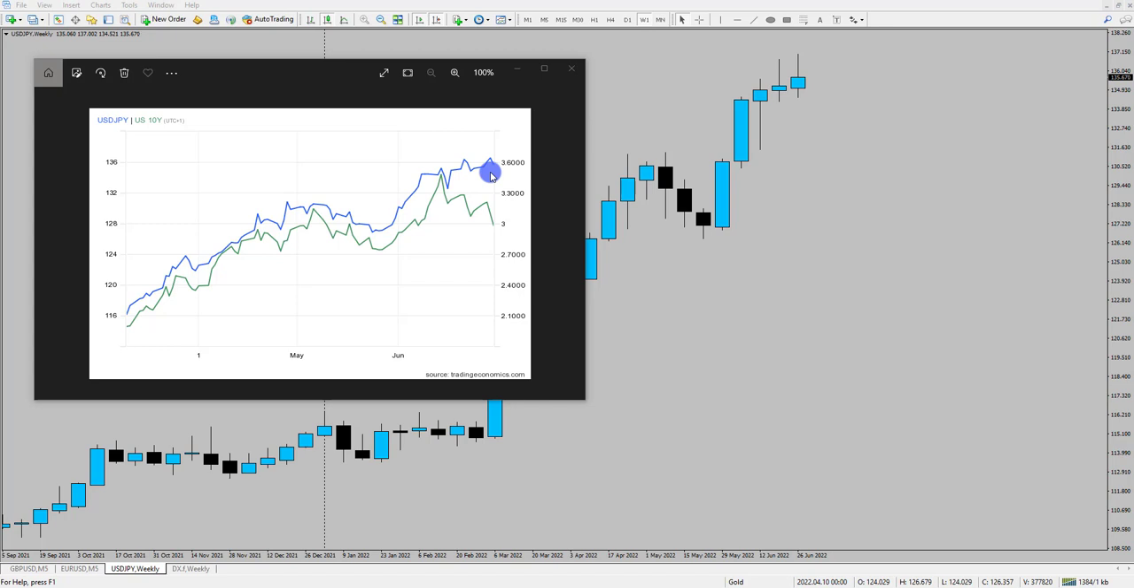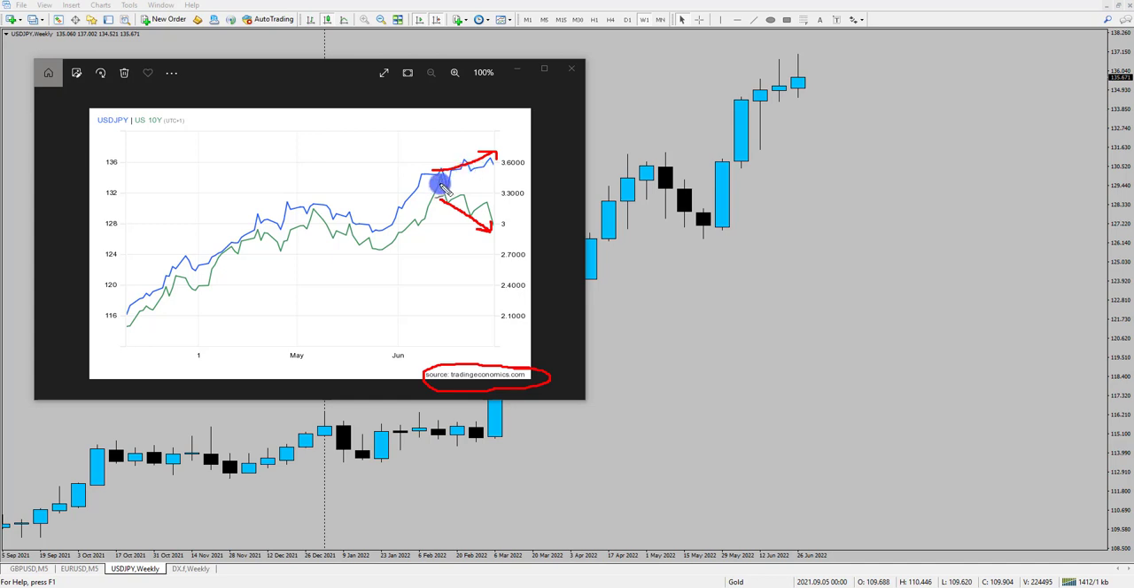Now, one thing we did look at was the correlation between the US 10-year yields and the dollar yen, and you can see I've got this chart up here. You can grab these charts at tradingeconomics.com, and basically you've got the dollar yen, which is in blue, and the US 10 years, which are in green, and you can see how closely correlated those two markets have been. However, recently we've started to see the US 10 year move to the downside and dollar yen remain fairly bullish. So that could tell us one or two things.